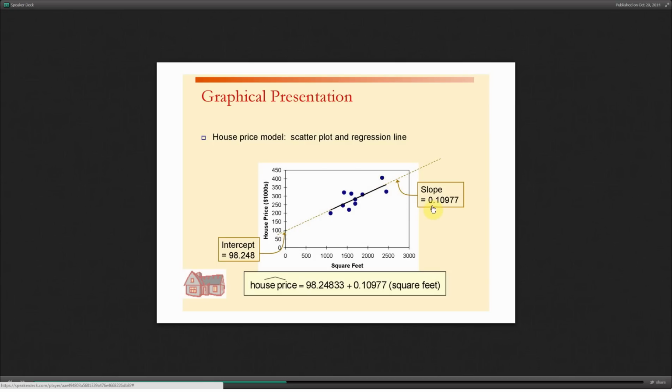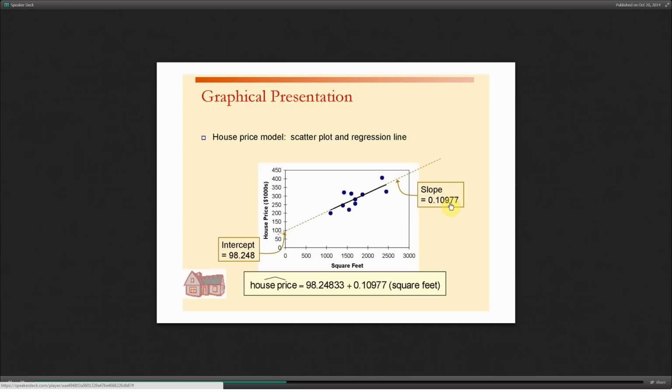So the slope being 0.10977 per square foot means that if I increase the square footage by 1, then the selling price, which is in thousands, increases by 0.10977 thousands of dollars. So literally I move the decimal point: 1, 2, 3.